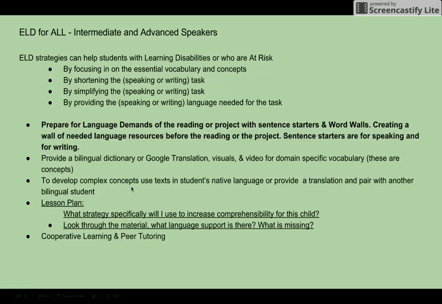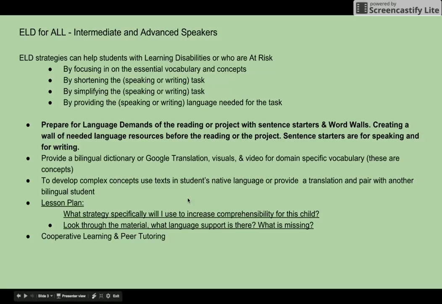Also, develop complex concepts. Your intermediate and advanced speakers, and I'd say your emergent speakers as well, need to be reading in their native language, so they're not falling behind conceptually, learning concepts in science or social studies while they're trying to learn to communicate or develop their English speaking skills.